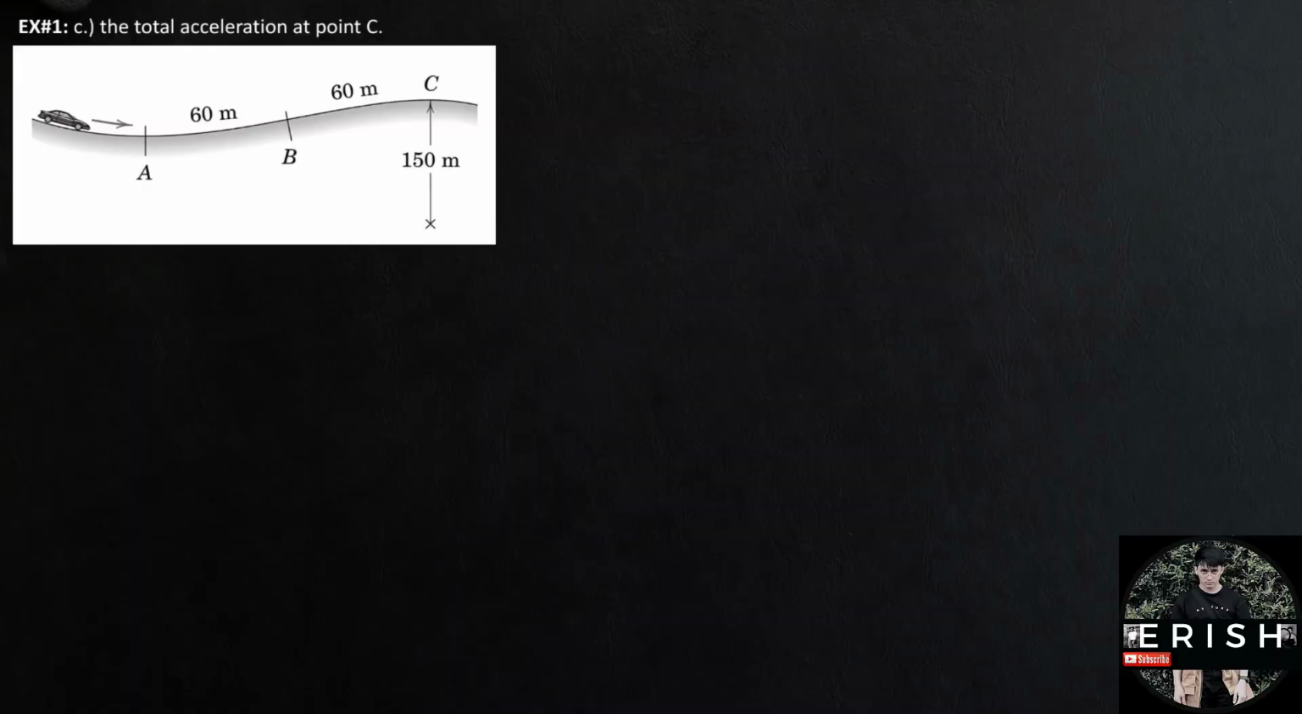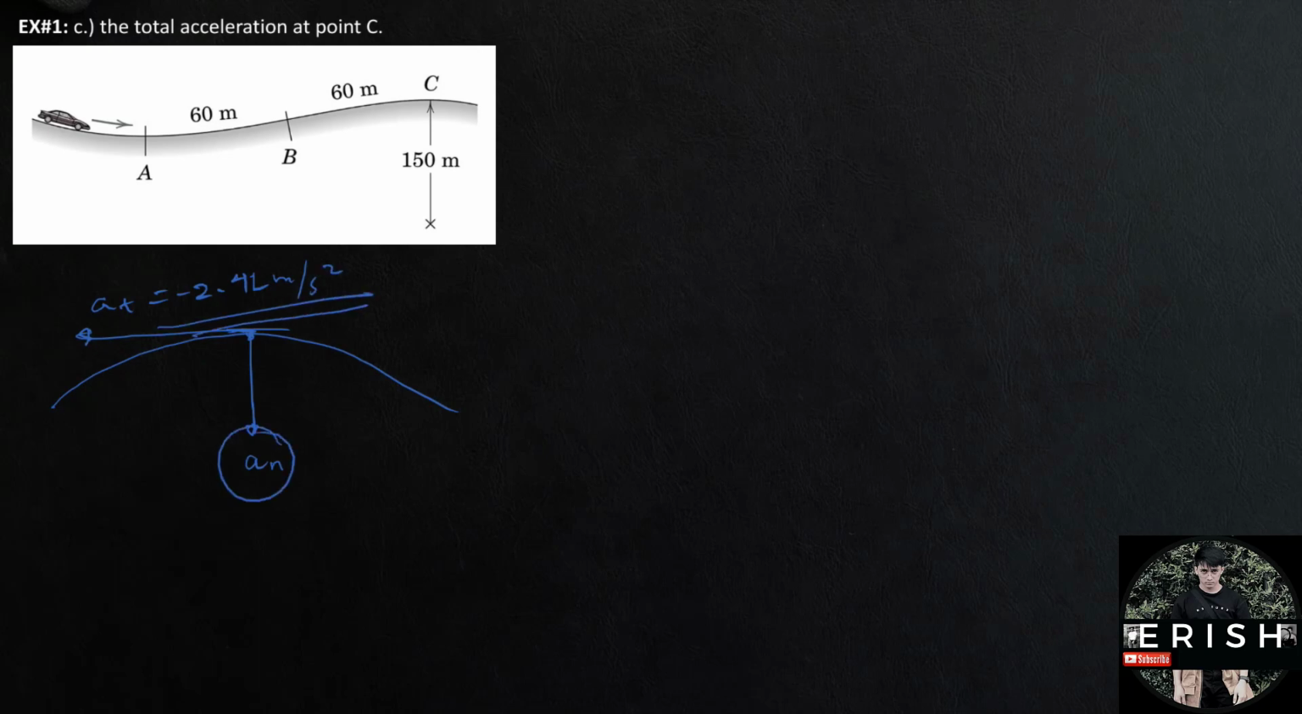Letter C, the total acceleration at point C. Again, we are asked to know the total acceleration, meaning, kailangan muna natin hanapin yung normal acceleration at saka yung tangential acceleration at point C. So, considering this is the curve, and this is the point C, ito yung ating normal acceleration, and of course, nakadikit dyan, this is our tangential acceleration na ang value ay negative 2.41 meters per second square.